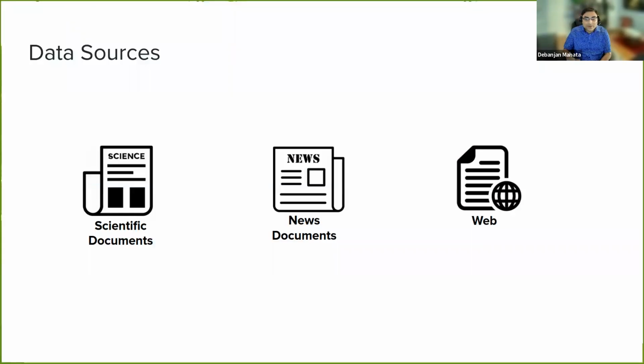So if we look at the sources of these benchmark data sets, they mainly come from three primary domains: scientific documents, news documents, and web. And I think we'll soon see, actually. So the majority of them are from scientific documents. And there's a reason, right? I mean, I think you've all guessed it by now.